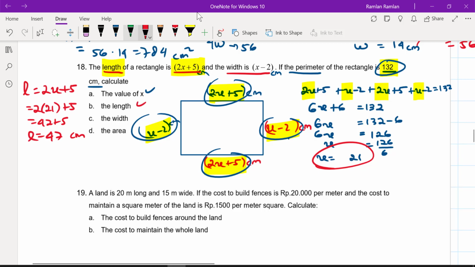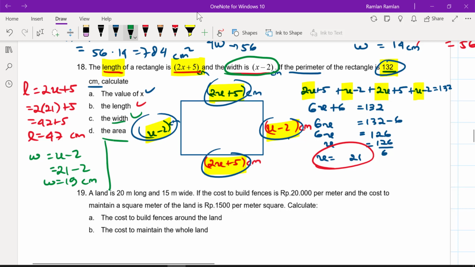And the same thing also with the width, right? So we know that the width is x minus 2. So I'm gonna write that x minus 2, and because we know that x is 21, that'll be just 21 minus 2, and that'll be equal to 19 centimeters. That's the width. Okay, now the last one is the area.